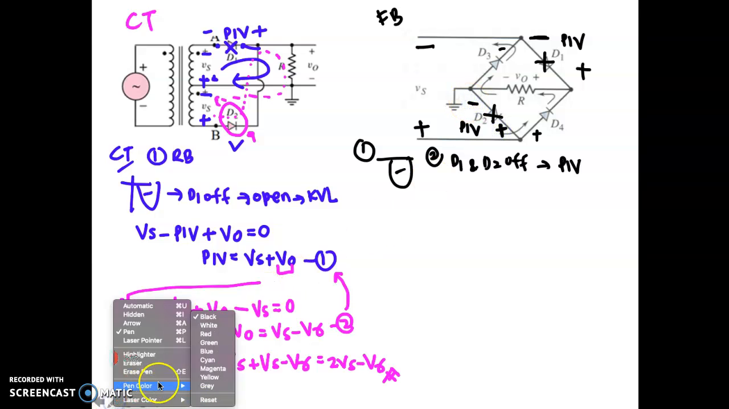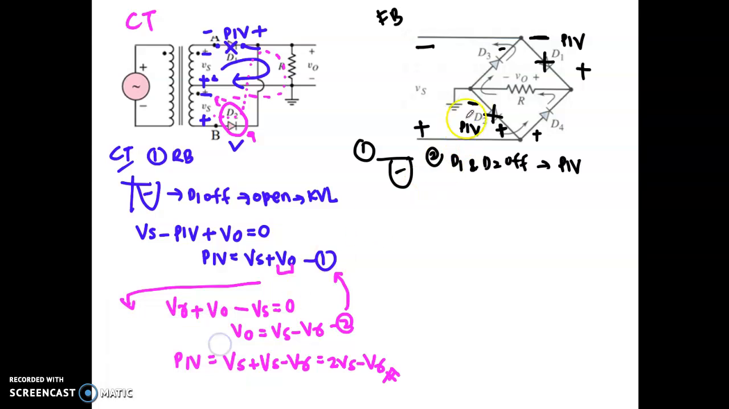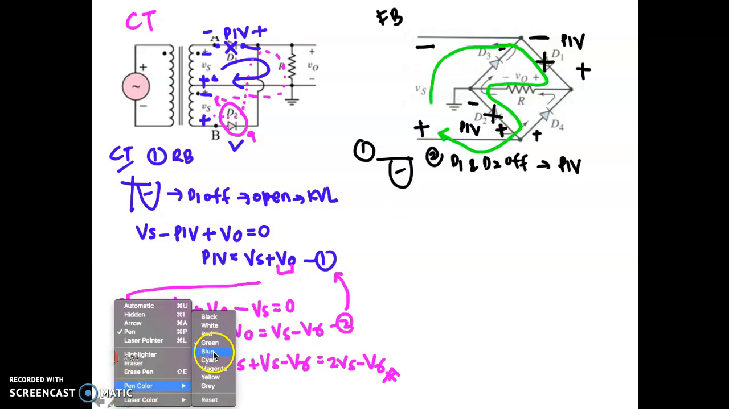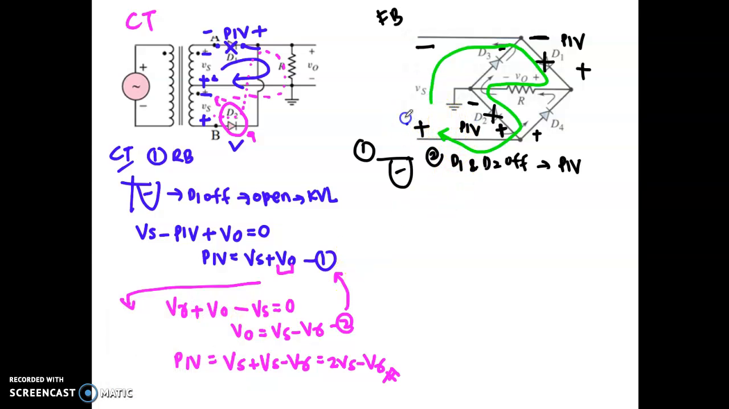Now let's draw the KVL equation through the PIV. You go through here, going to the PIV, go to the Vout, PIV again, and then to the plus. What will be the equation for your PIV? Starting from here, KVL says Vs, go to the PIV, means you hit the minus first, minus PIV.